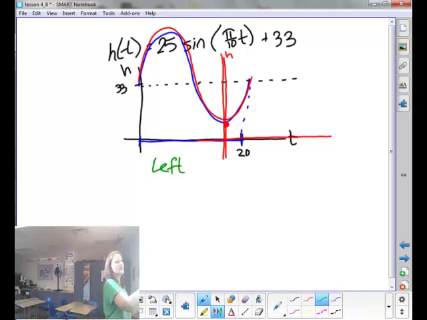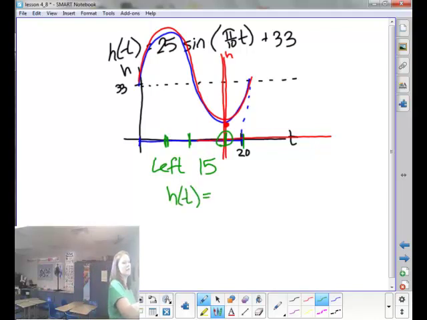Okay? If this is 20, and again, we've got quarters on our graph, the question is, where is that? That's 3 tick marks. Well, if I take 20 and divide it by 4 tick marks, then each tick mark is 5 units. So I need to move left 3 times 5 units, or I need to move left 15 units. So my new model is going to look like this.